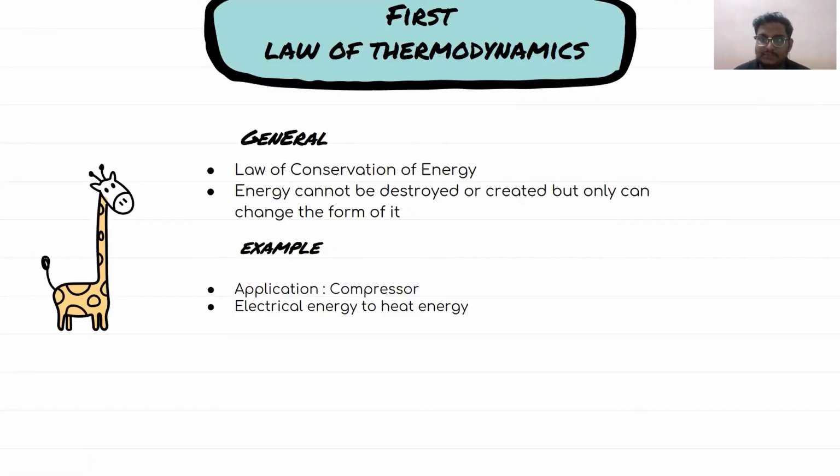The first law of thermodynamics is known as the law of conservation of energy, which states that energy cannot be destroyed or created, but can only change its form. The application of the first law is the compressor, where when the power supply is connected, the electrical energy from the power supply is converted to heat energy in order to increase the temperature of the refrigerant. Apart from the compressor, the evaporator also uses heat energy to reduce the temperature so that it can be made into ice cubes.